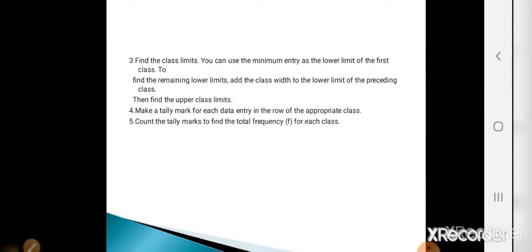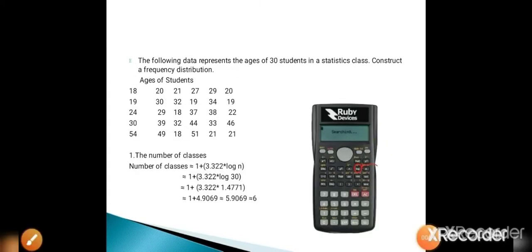Now we see the example. The following data represent the ages of 30 students in a statistics class. Construct a continuous frequency distribution.